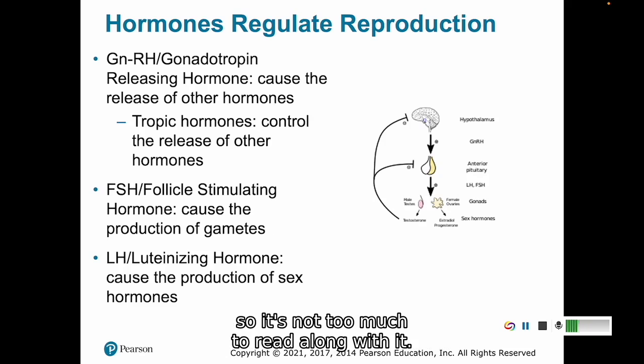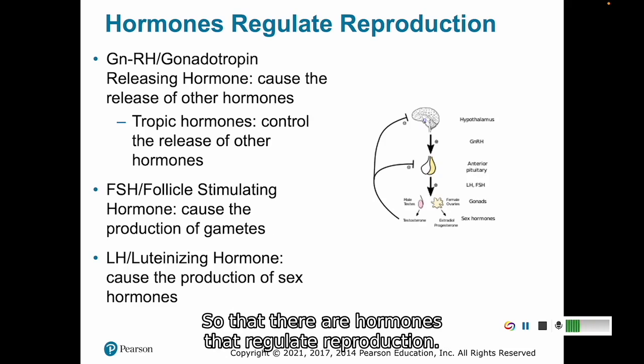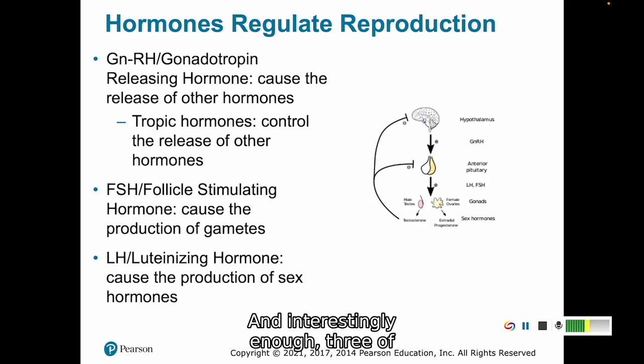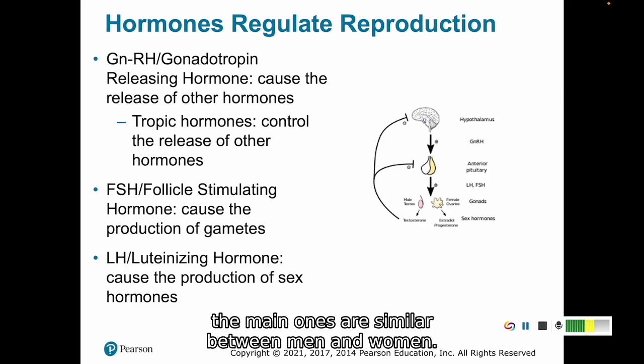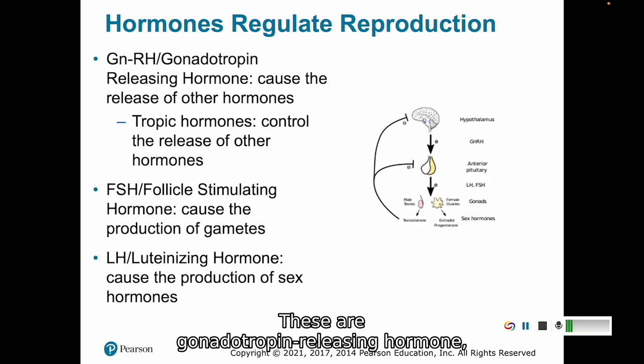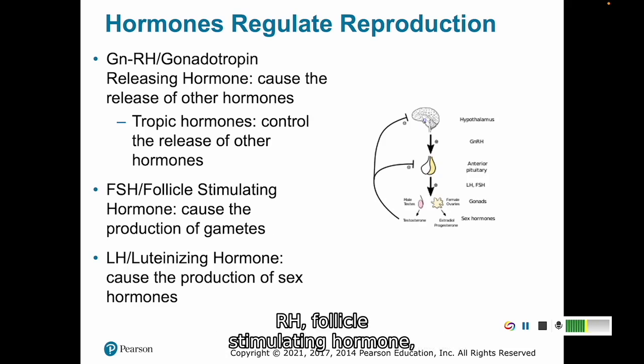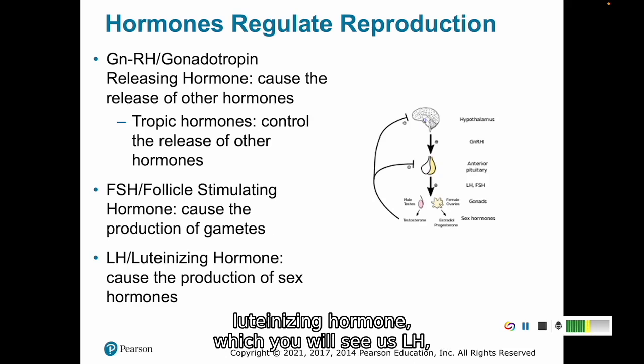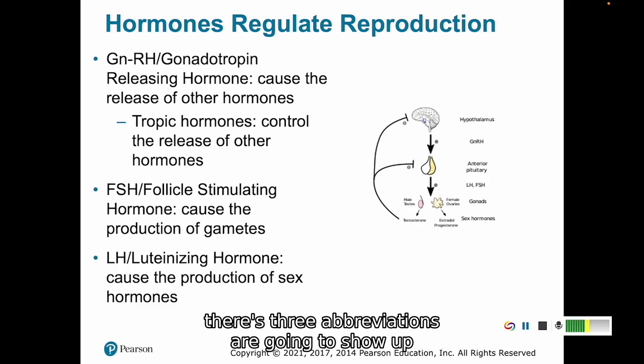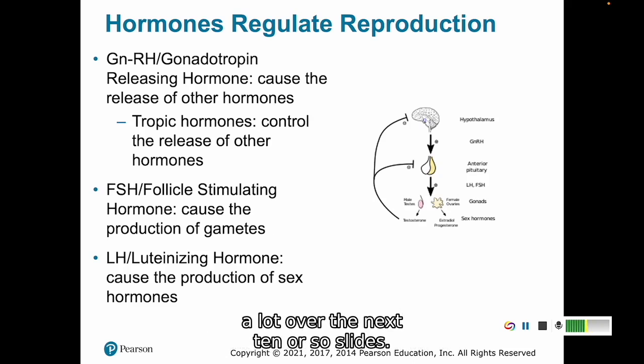So, there are hormones that regulate reproduction, and interestingly enough, 3 of the main ones are similar between men and women. These are gonadotropin releasing hormone, which you will see as GnRH, follicle stimulating hormone, which you will see as FSH, and luteinizing hormone, which you will see as LH. Those 3 abbreviations are going to show up a lot over the next 10 or so slides, so pay attention to those.